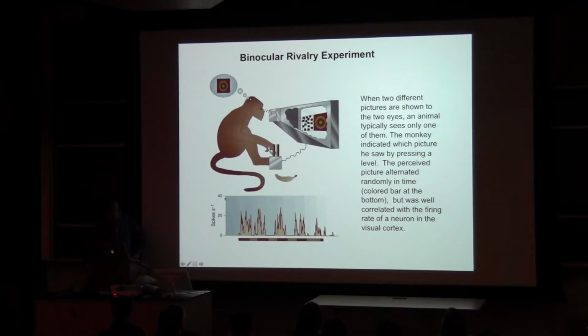This shows the firing rate of a neuron as a function of time. The little bar underneath it is the animal's report. The red one is one report, maybe you see this pattern on the right. The yellow one is when it sees the other pattern. The neuron's activity goes up mostly when the animal sees one of the patterns.